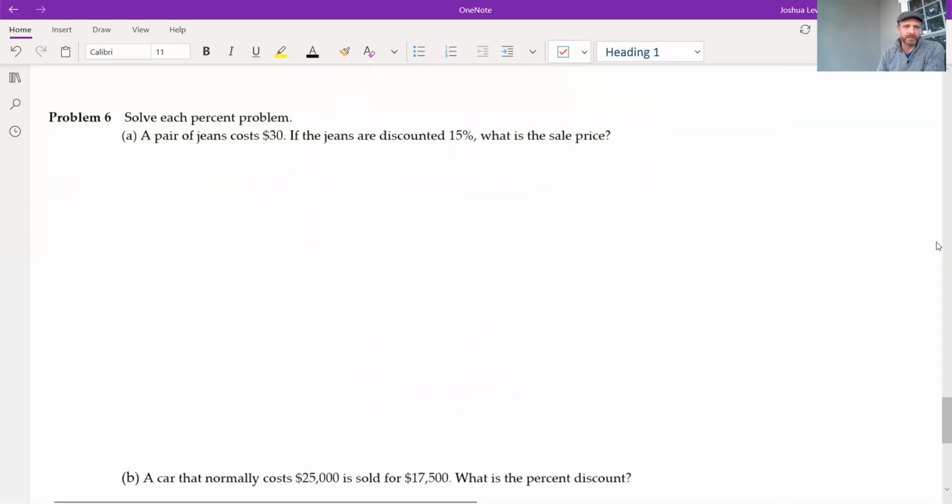All right, percent problems. Excuse me, sorry guys. So a pair of jeans costs $30. The jeans are discounted 15%. What is the sale price? Well, there are a couple of ways of doing this. Here's the first one. Solution 1.